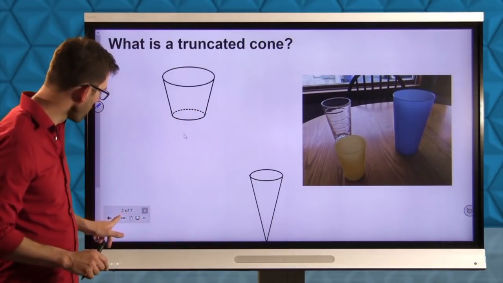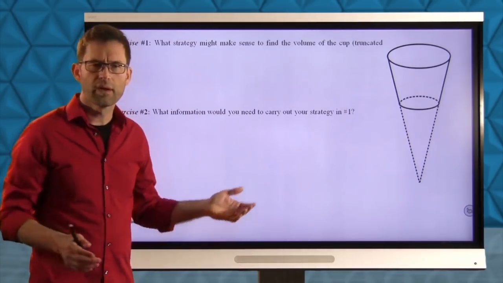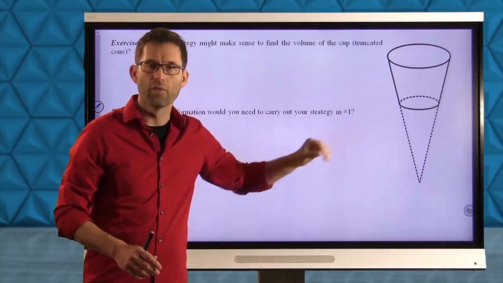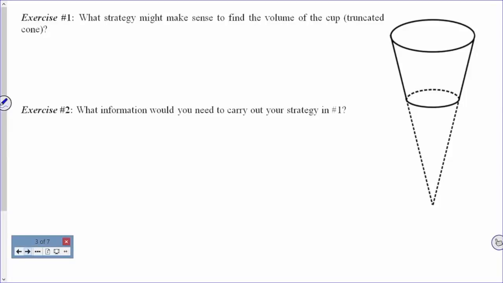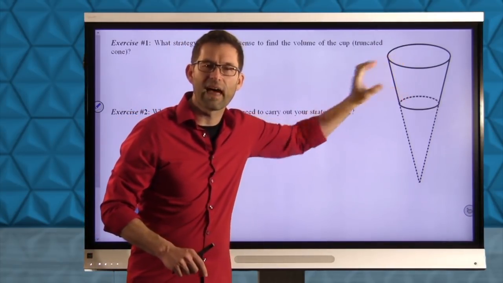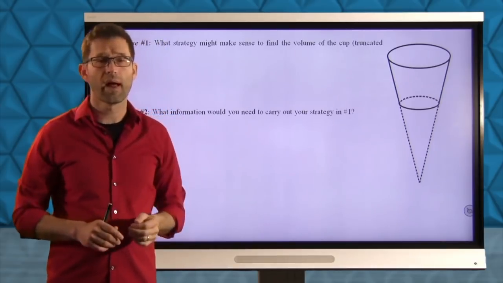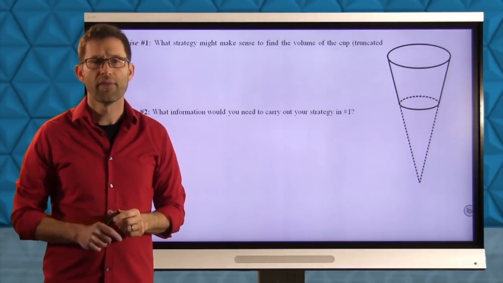So let's start to explore that problem. Exercise number 1. Here we've got that picture of a truncated cone. What strategy might make sense to find the volume of the cup, the truncated cone? Pause the video now, think about this, discuss it with your classmates, with your teacher, etc., and then let's come back to it.